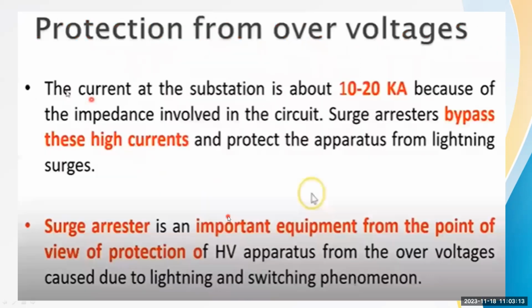Then one by one, first one: protection from over voltages. The current in a substation is about 10 to 20 kiloamps. Because of the impedance involved in the circuit, such arresters bypass these currents and protect the operators from lightning surges.